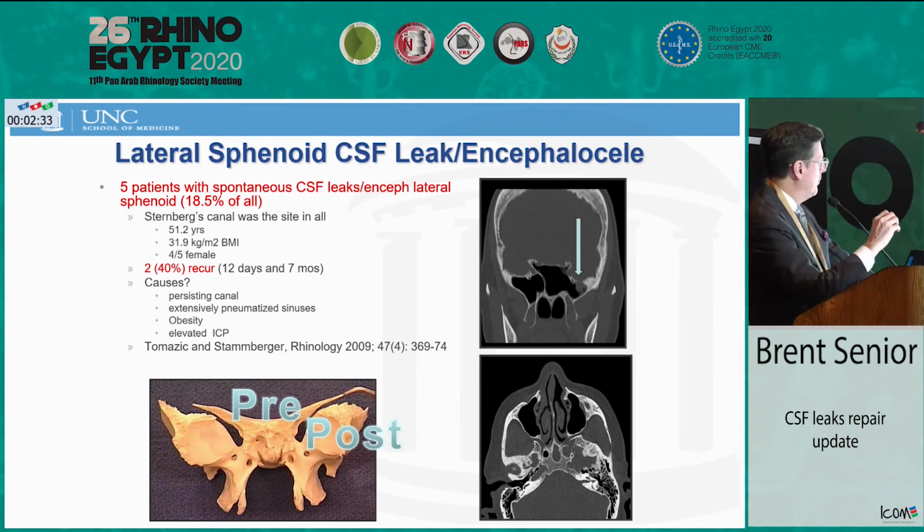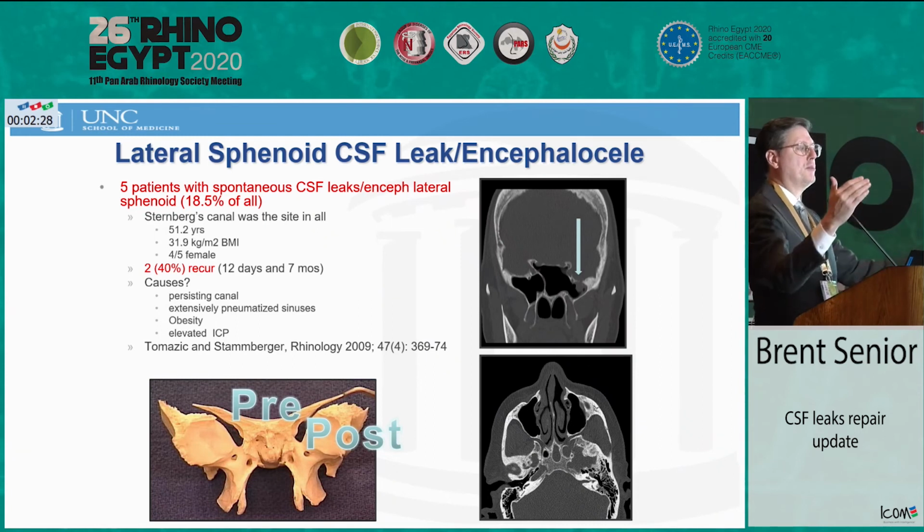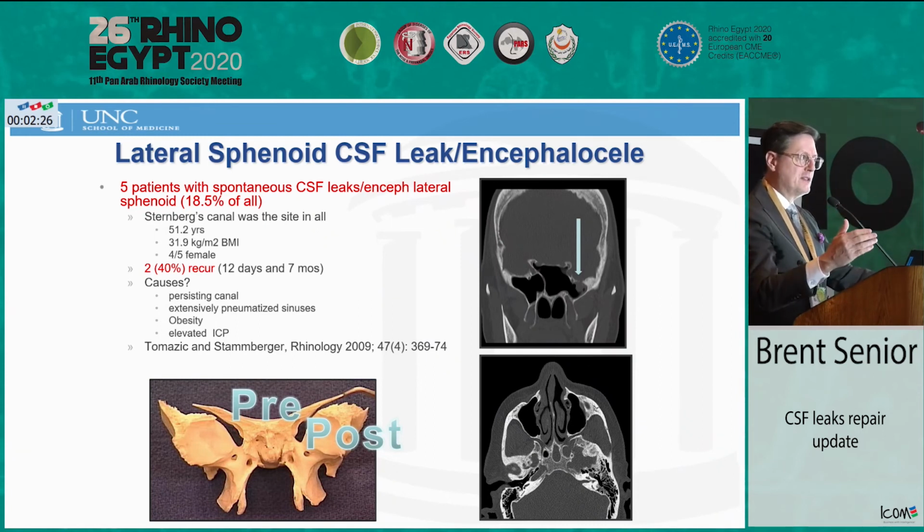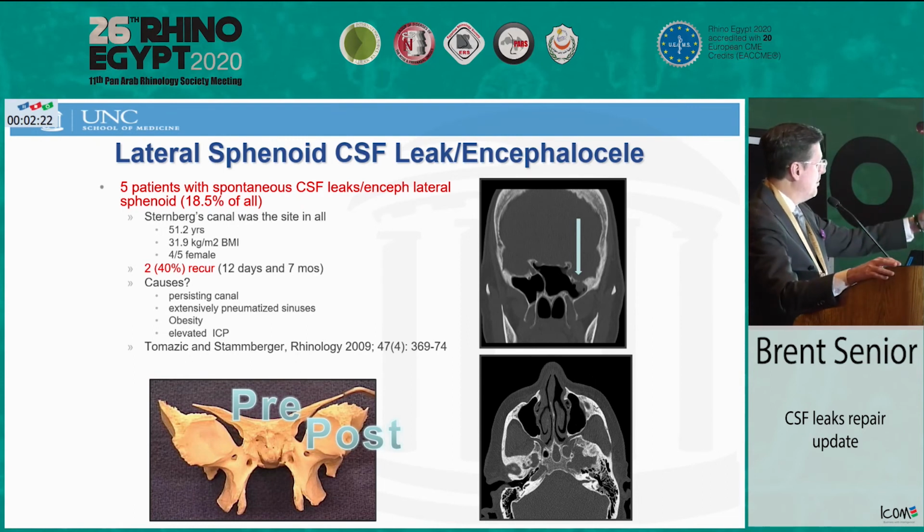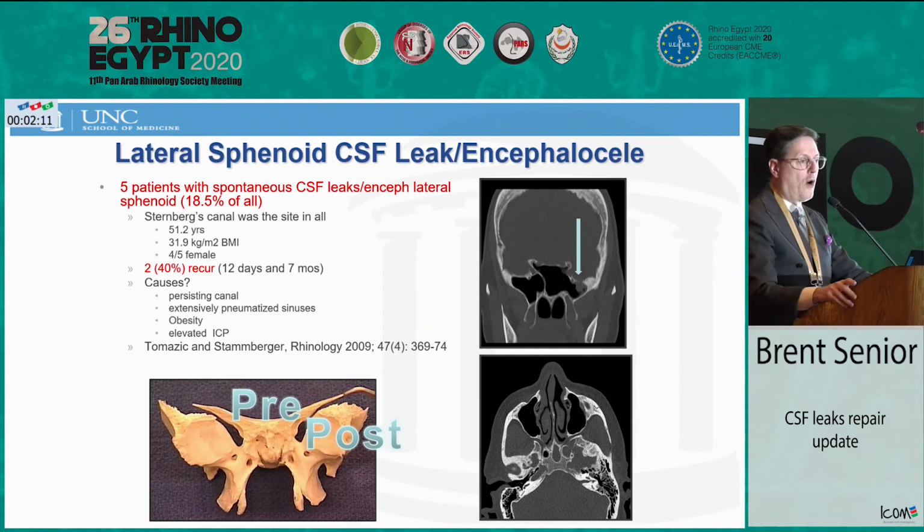I also point out that people commonly thought these were related to Sternberg's canal, though that has since been disputed. Sternberg's canal occurs medial to the infraorbital and to the foramen rotundum. And as you'll note on that CT scan image on the top there, nearly all of these lateral sphenoid leaks are actually lateral to the foramen rotundum. So it's not related to Sternberg's canal, as we've previously said.